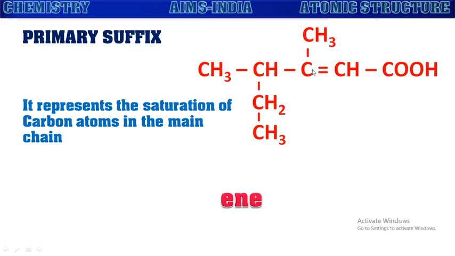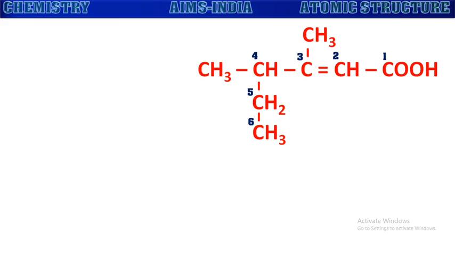So this will be the correct numbering. This is getting the lowest number, 1. So in this way, numbering is given now. By this, the carbon with a double bond is getting 2. So that also should be mentioned. On the second carbon, the double bond is present. Now it will be written as 2-ene. So the primary suffix will be now 2-ene. Let us see the secondary suffix next.